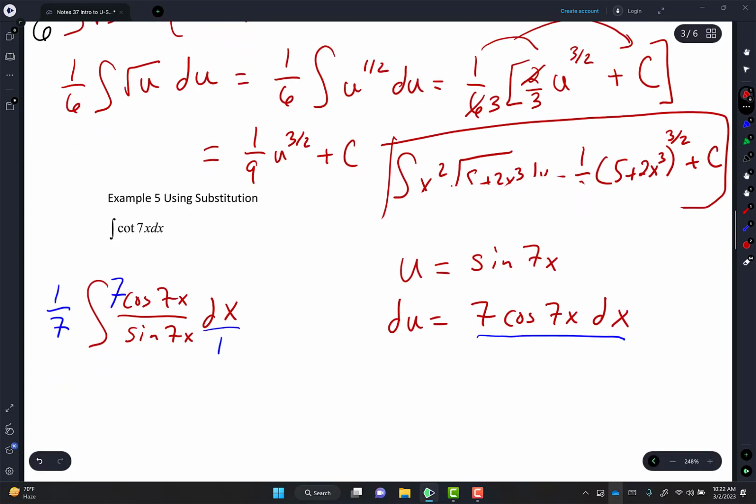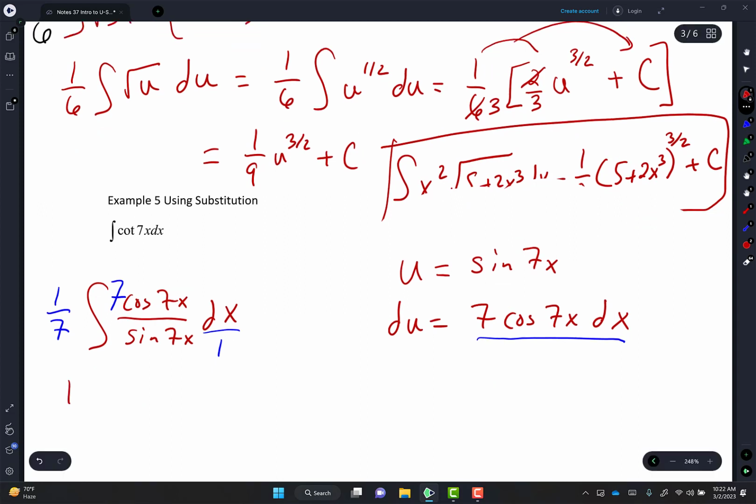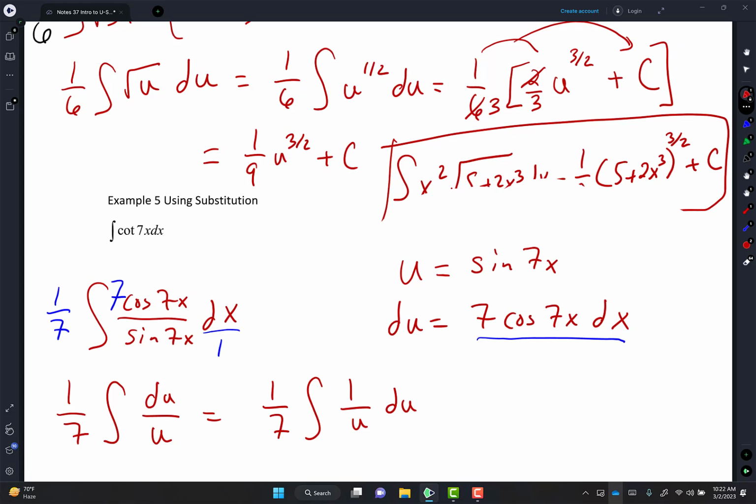So here we go. I'm going to write 1/7 integral. Sorry, there's a huge delay here. 7 cosine 7x dx is all equal to du. So I'm going to write du over u. Now you can do the antiderivative. I don't know if you recognize it. Here, I'll write it where you guys will recognize it. 1/7 integral 1 over u du. Now do you recognize it?